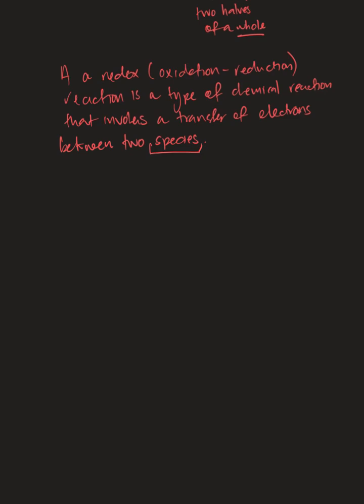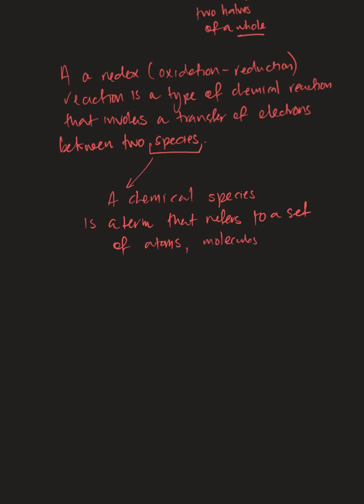Right, a chemical species is a term that refers to a set of atoms, molecules, or ions with the same chemical formula.